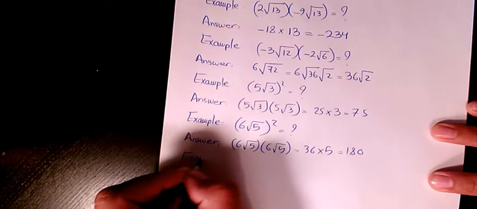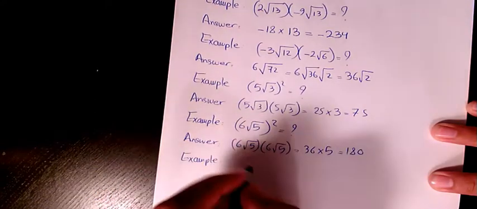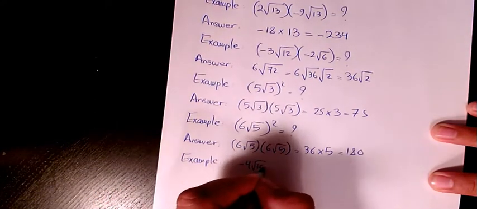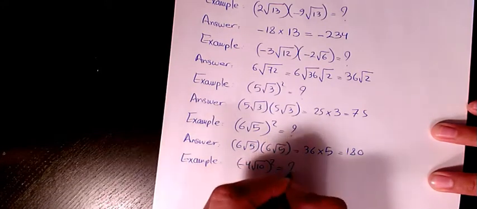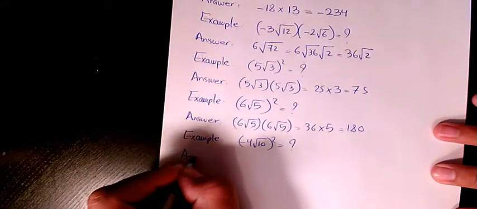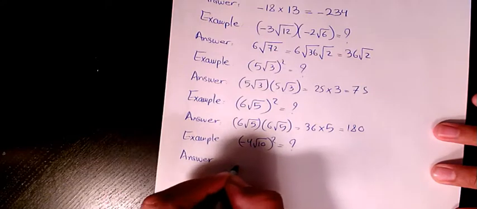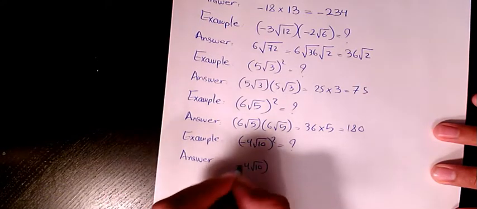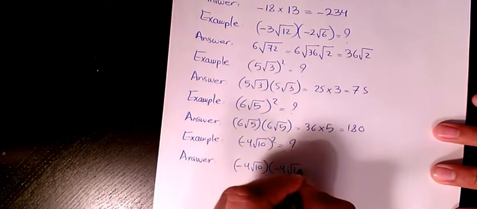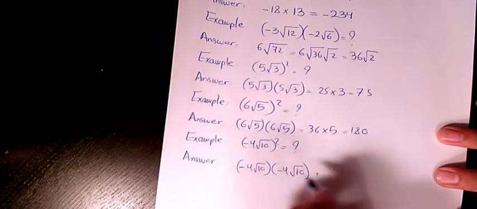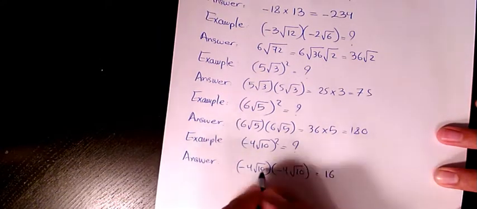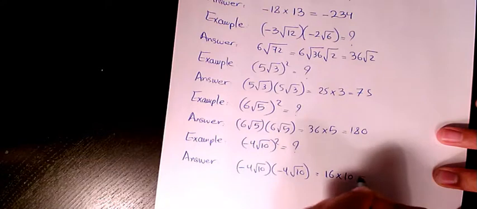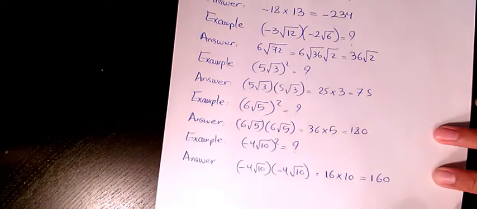Next example, negative 4 root 10 squared. Answer is negative 4 root 10 times negative 4 root 10. Negative 4 times negative 4 is 16. Root 10 times root 10 is going to be 10. The answer is going to be 160.